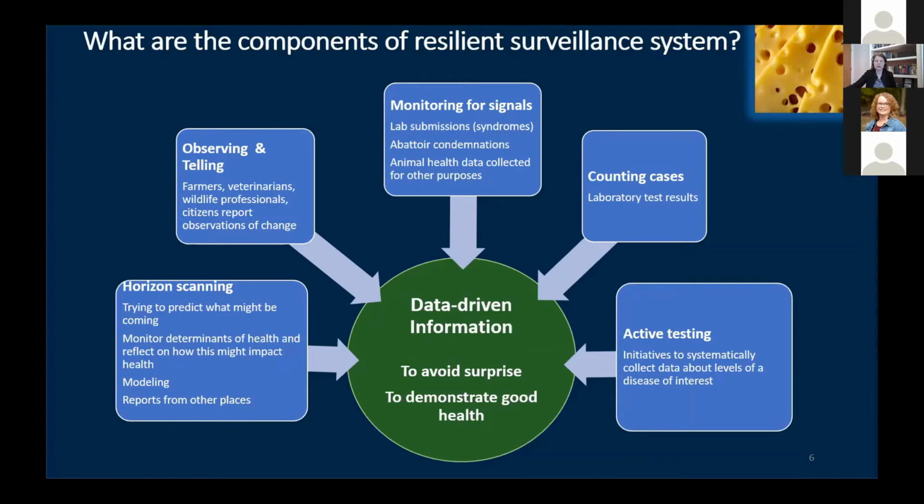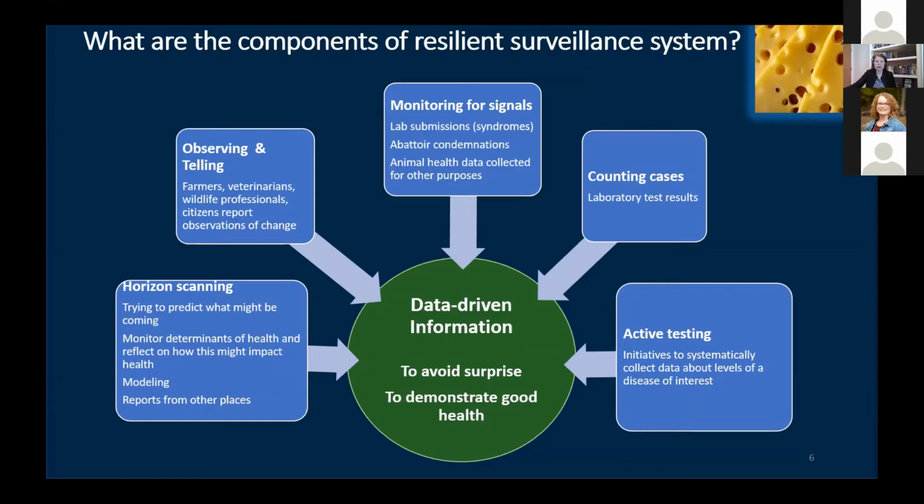So the next box, observing and telling, is really about farmers, veterinarians, and others paying attention, knowing who to call if they see something concerning, and trusting the person enough to make that call. So we talked about the middle component, monitoring for signals, on the last slide. And it is an important but perhaps underutilized tool in Canada today. Abattoir condemnations is one signal that we are currently working on more fully using for surveillance, both in the federally and provincially inspected processing systems.